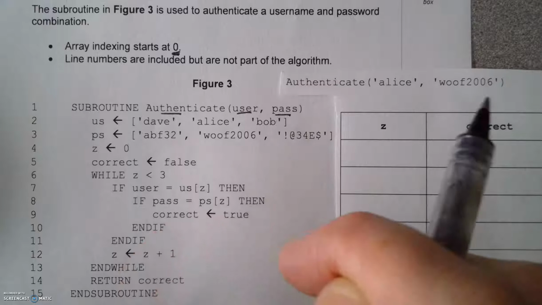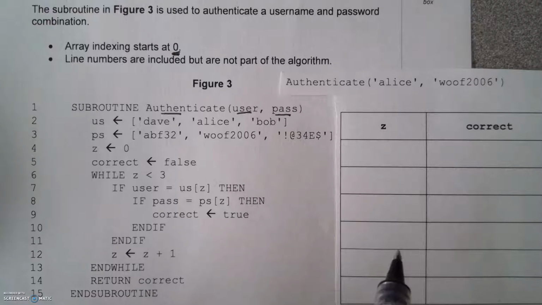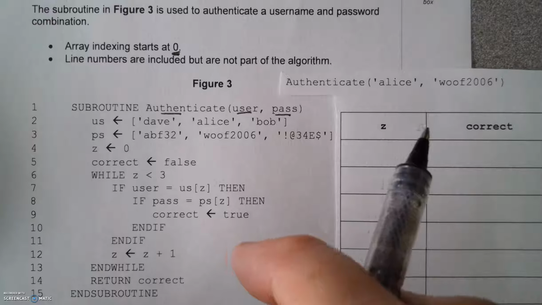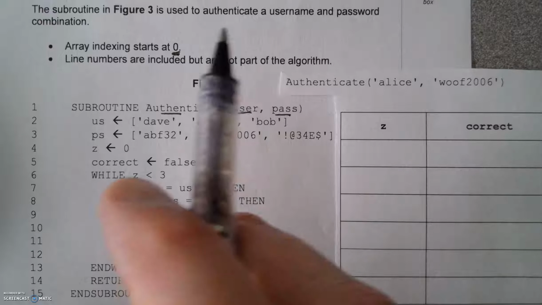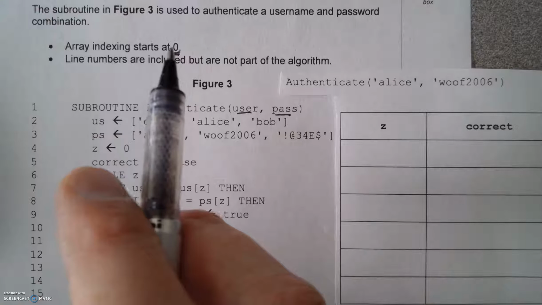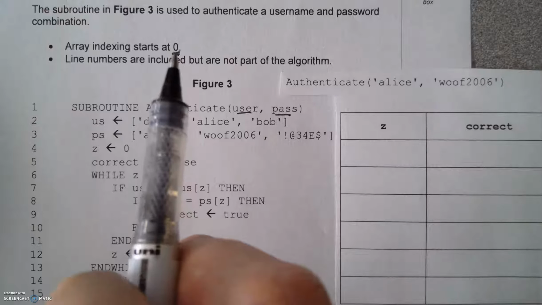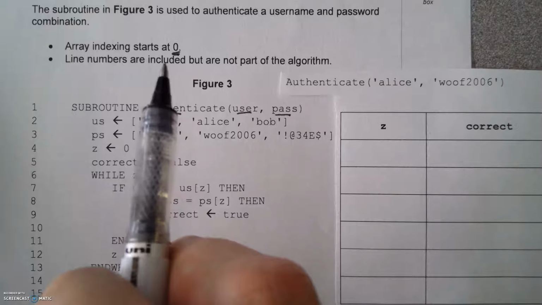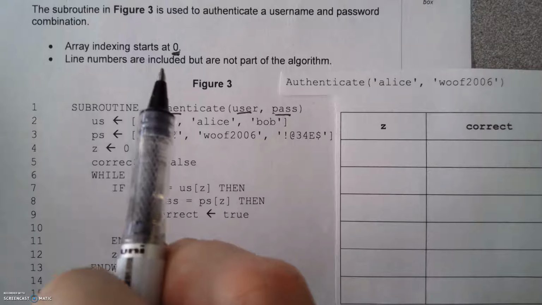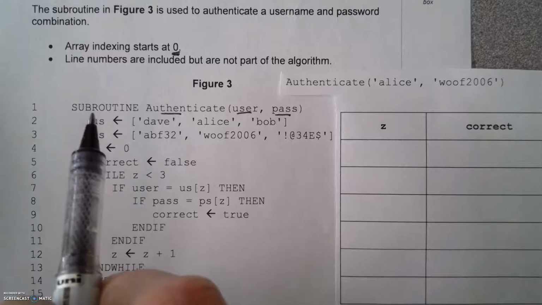So what I've done is just cut it out there for ease of use, and I stuck it on the side. There are only 2 columns to this table, that's all there is to it. It's authenticating a username and password combination. Array indexing starts at 0. That's a fairly new thing with AQA. It used to start at 1, but in line with other examples now, it usually starts at 0, which is a good thing. So I've got my subroutine there.